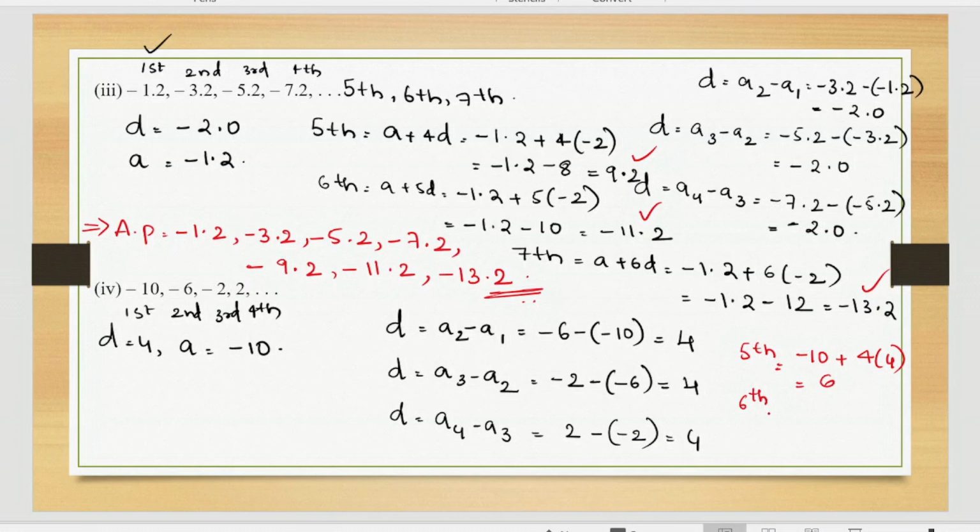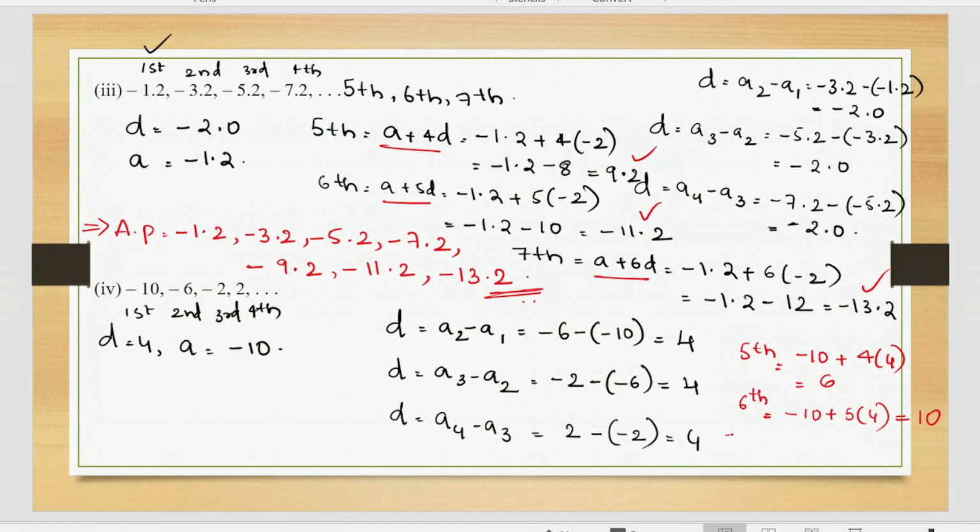And the sixth term is equal to, this is the fifth term, this is the sixth term and this is the seventh term. Okay. So the sixth term is equal to a plus 5d. So a is minus 10, plus 5 into d, which is 4. So minus 10 plus 5 fours are 20, right? So minus 10 plus 20 is 10.